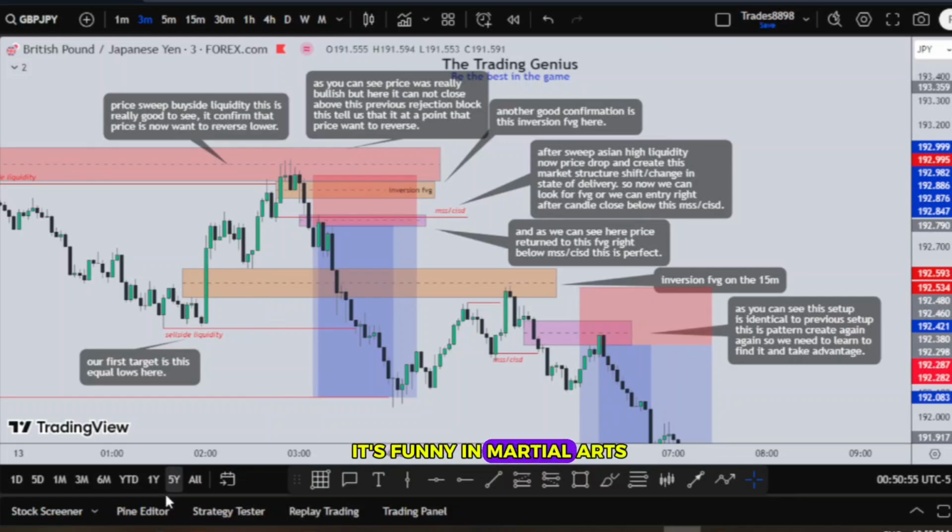It's funny, in martial arts, watch that ES run for that 40-18 and a half and 40-20 75 level where that buy side is. Just watch that now.